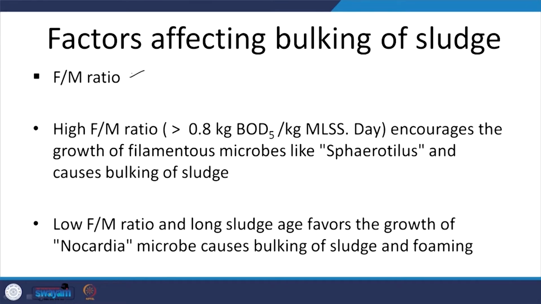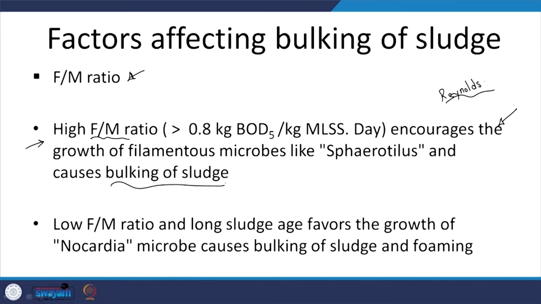So F/M ratio, food to microorganism. This is from MIT OpenCourseWare, but the reference they looked at was Reynolds. And this seems to be a relatively unique reference, in the sense that typically we understand that at low F/M ratio, when the microbes are starving, you typically have filamentous microbes. But here this reference tells us that even at high F/M ratio, it does encourage the growth of a certain kind of filamentous microbe that can lead to bulking of sludge. Again, this seems to be a one-off reference.